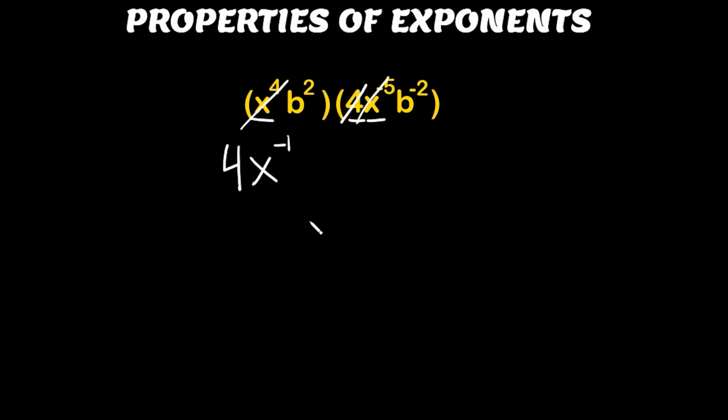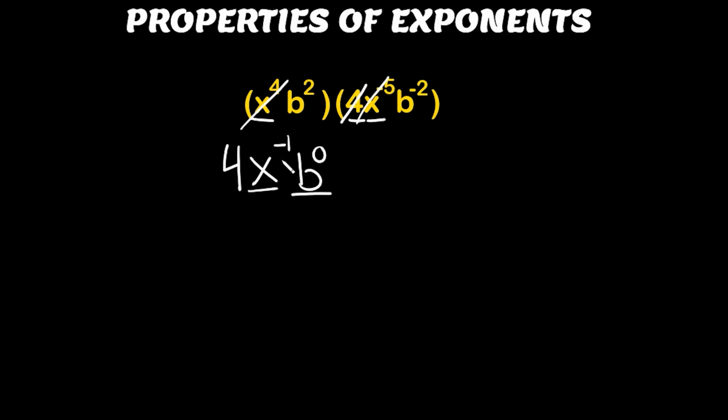And now I go on to b. It's going to be the same thing. I have a base of b. I'm multiplying. I can go ahead and add those exponents. 2 plus a negative 2 is 0. So I get b to the 0 power. Okay? Now, I have a few more properties I can utilize here. I have the negative exponent property I can utilize right here. And then I have the 0 exponent property I can utilize right here.